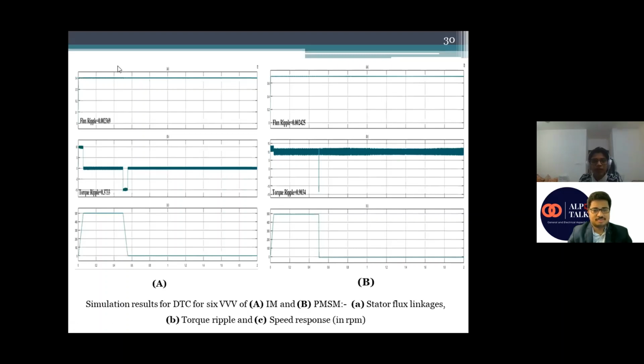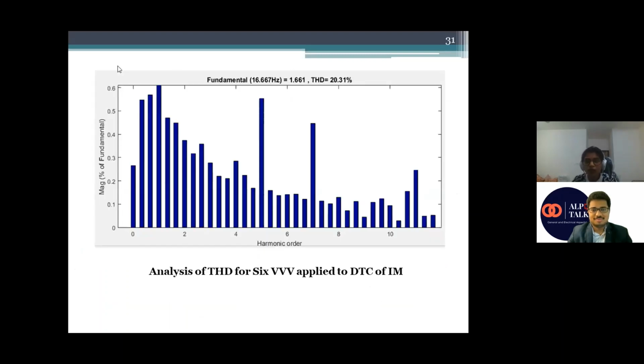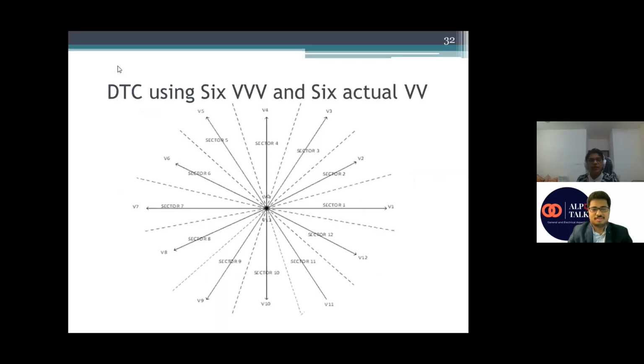And this is the THD when I am applying the 6 virtual voltage vectors only in the lookup table. It reduces to 20.31% compared to 23.11% in classical DTC. Again, I am moving to the 12 voltage vectors. How do 12 voltage vectors work? I use 6 virtual voltage vectors, which I have explained how I made, and the 6 actual voltage vectors, which are the active voltage vectors.